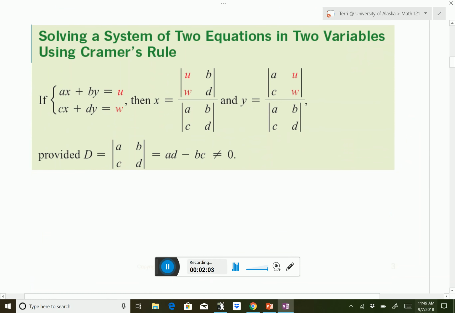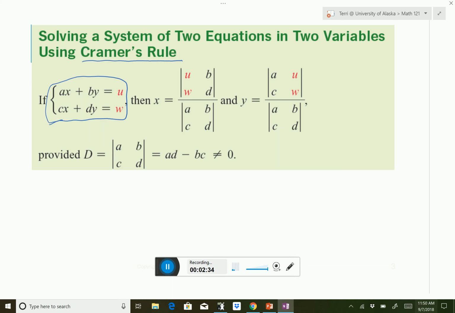So one of the things that we can do, and the reason we do this, is because we can use this thing called Cramer's rule, which is a really cool result. And what it does is, if I have a system of equations, which I think is the last way we're going to talk about how to solve a system of equations. I think we've done it about 12 ways now. AX plus BY equals U, CX plus DY equals W.